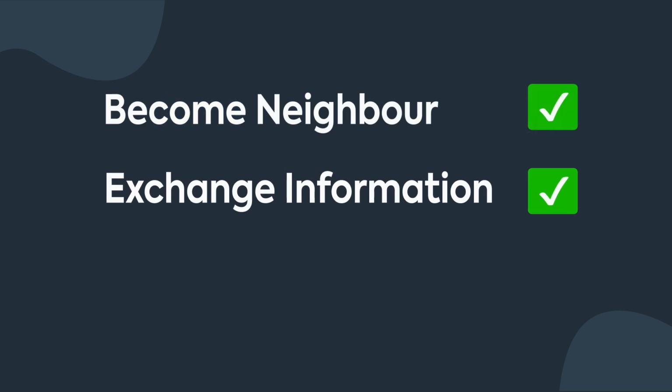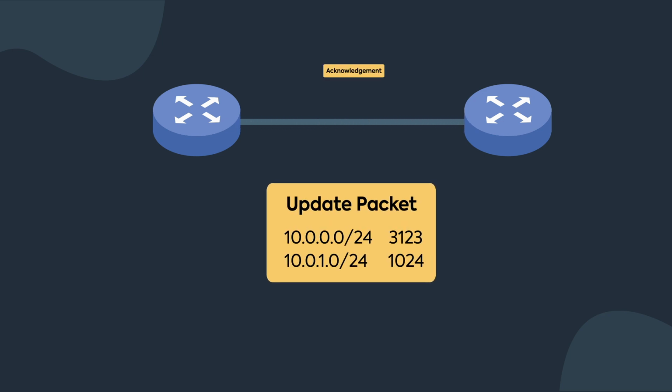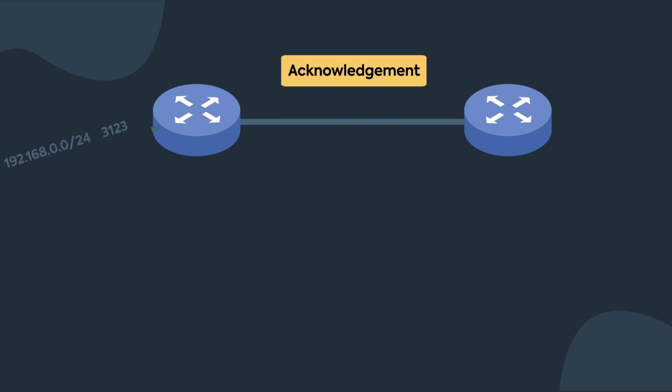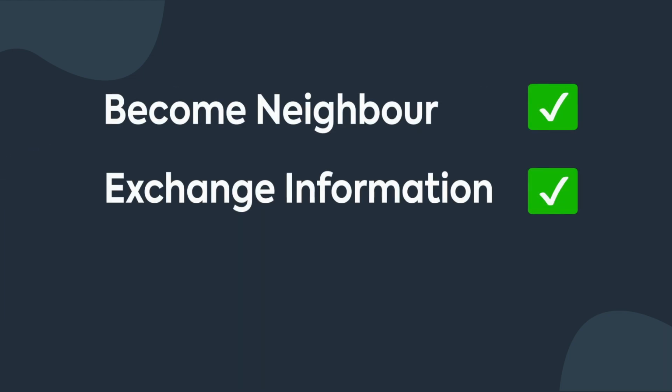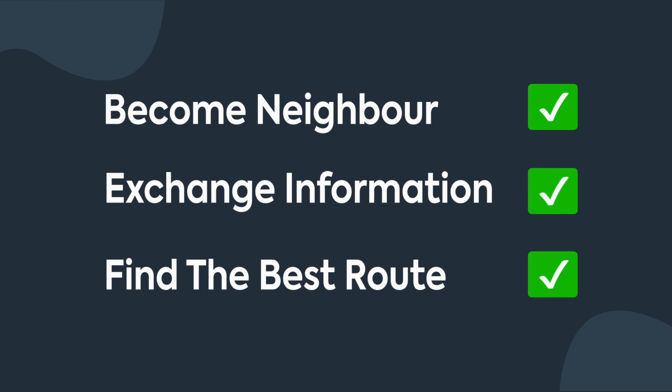Second step is to exchange the network information. After becoming neighbors, routers share their entire network information using an update packet, followed by an acknowledgement. And when the link is changed, only the partial updates are shared between the routers. And for the third one, it has to find the best route.